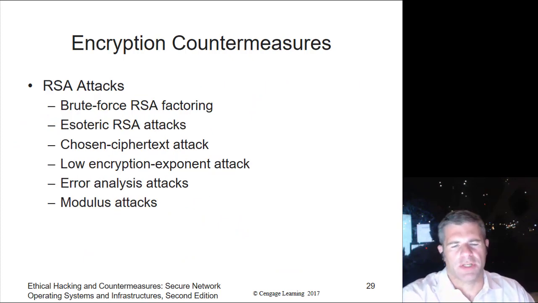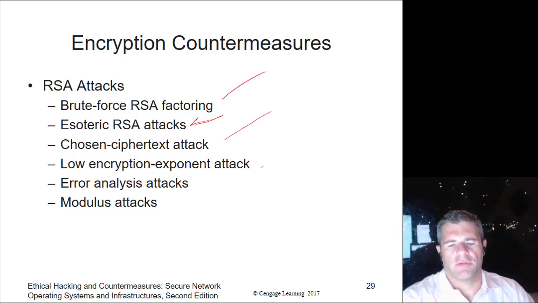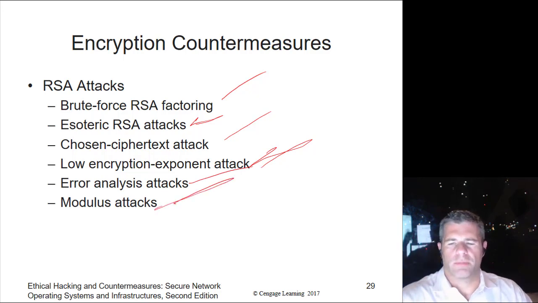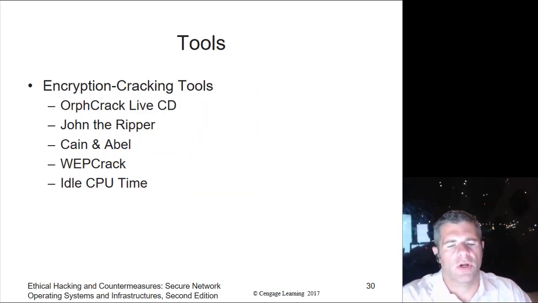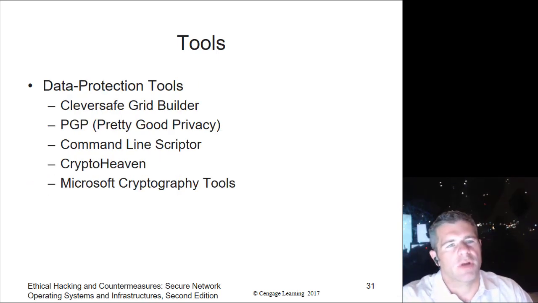Specific to RSA, there are some esoteric attacks out there. You can brute force it, and you can use the same kind of chosen ciphertext. If you start off with small encryption exponents, it makes it easier to figure out. You can attack the error analysis. You can check the modulus. There are tools out there like ORFcrack, John the Ripper, and WebCrack. Your idle CPU time can be thrown at these sorts of processes.